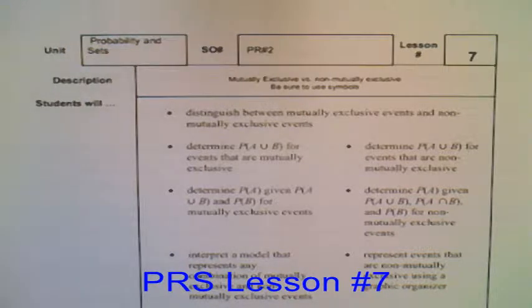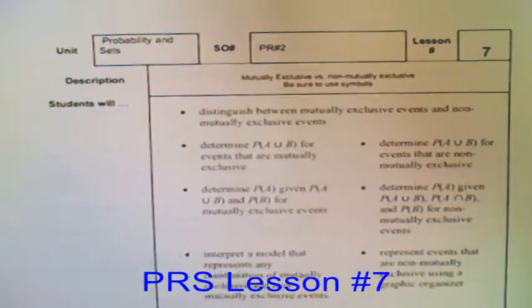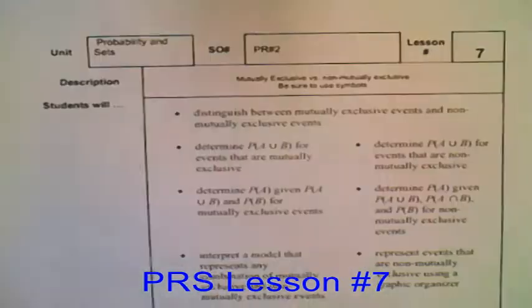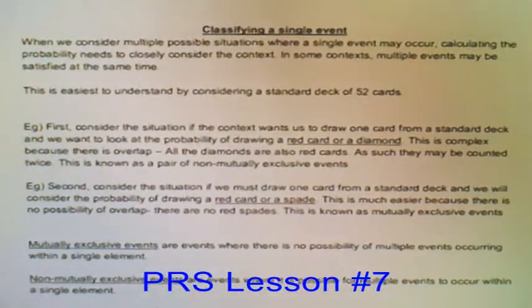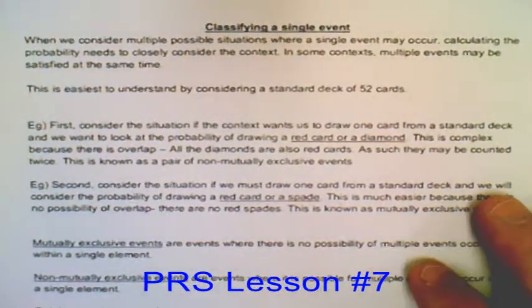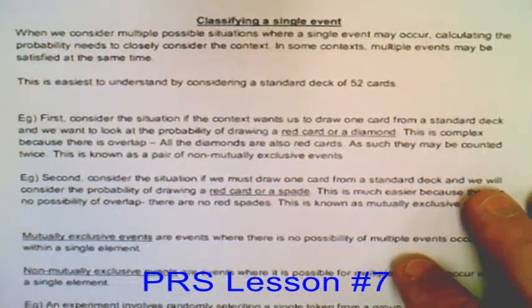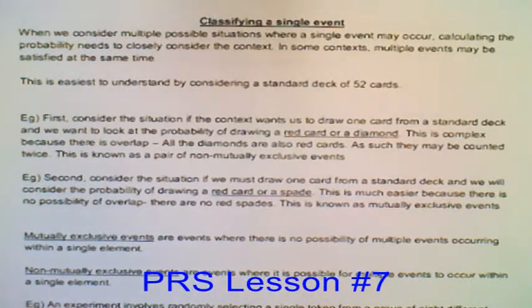This is Probability and Set Theory, Lesson 7. It's talking about mutually exclusive versus non-mutually exclusive probability and situations. So please, if you have any questions, just let me know. Continuing on with this. Now, this lesson starts with a whole bunch of notes. If you're just watching this now for the first time because you missed class, I'd recommend you pause it right now and copy down some of these notes.